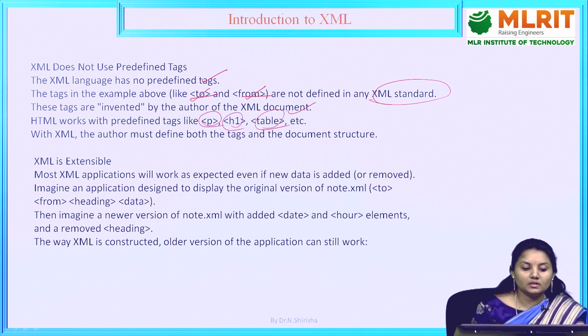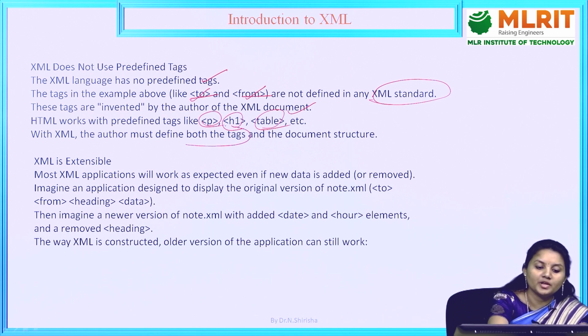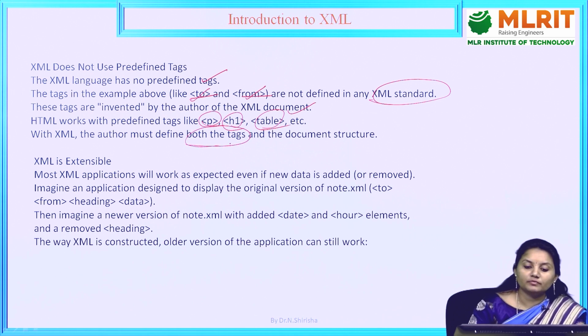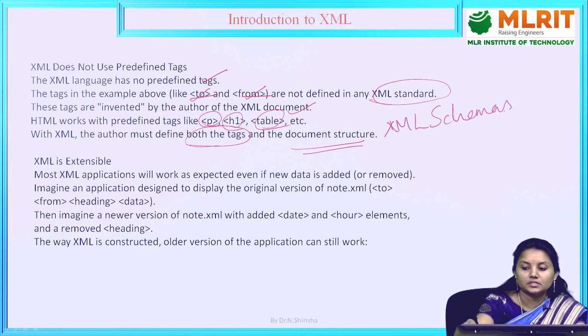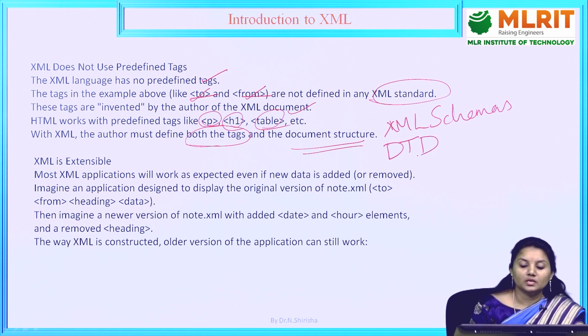So XML has both the tags and the document structure. Till now we have discussed only the tags. For describing the structure, we have to use schemas. XML schemas can be used to define the structure of the XML, and also DTDs. Okay, DTDs are used for describing the structure of an XML. That we will see in the coming classes.